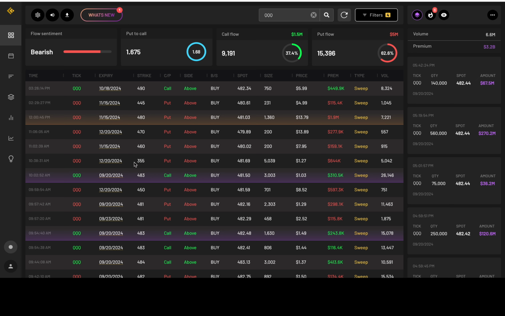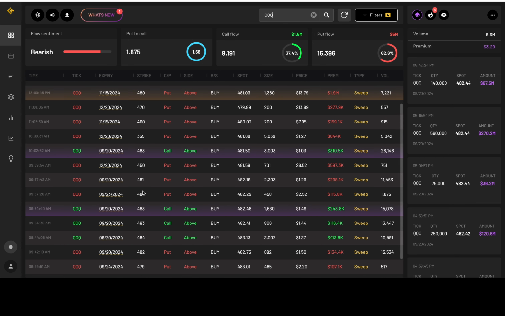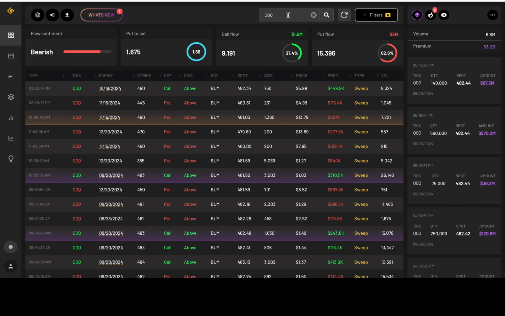Like this one's December 20th, 355. Wow. 355. This one's a 450 strike price. Incredible. But yeah, the edge is definitely going to puts. But remember, they're being bought. They're being sold, okay? Tesla.